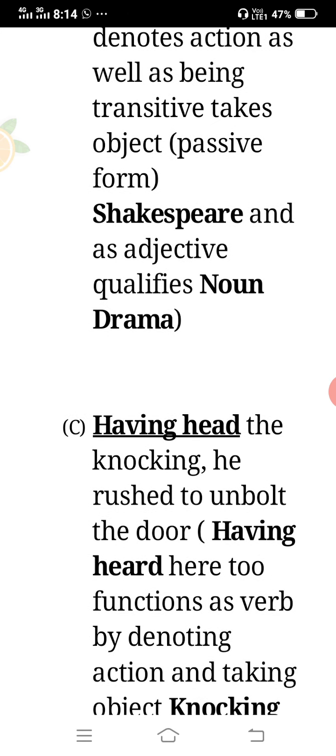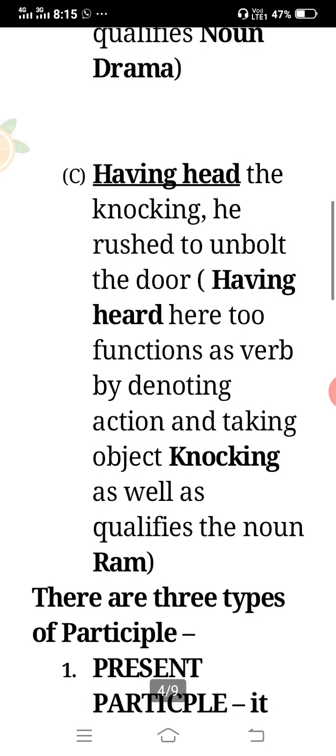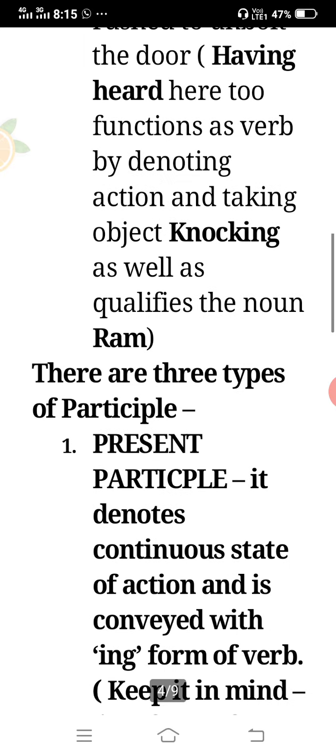The same, having heard the knocking, he rushed to unbolt the door. Having heard. Here heard is participle, that is qualifying the pronoun he, and like a verb taking object after it, knocking. So there are these examples. You just go through these examples with your concentrated mind. You will be getting to know it very clearly. Your concept will be clear.